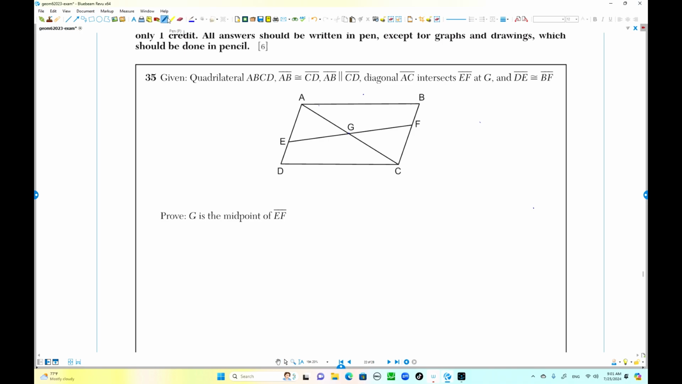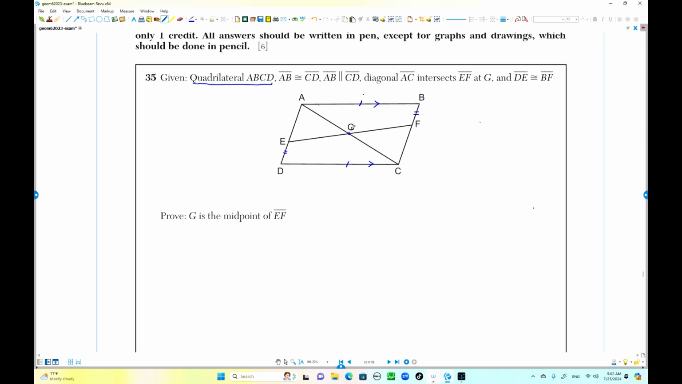To prove, over here, that is a quadrilateral, right? Not a parallelogram, just a quadrilateral, and AB is congruent to CD. These two sides are congruent, and they are also parallel. A diagonal AC intersects EF at point G, and these two sides are also congruent. Using this, we're going to prove G is the midpoint of EF.